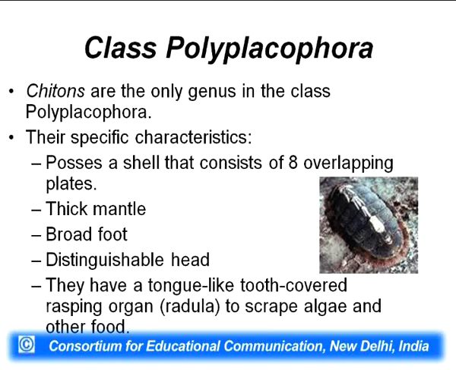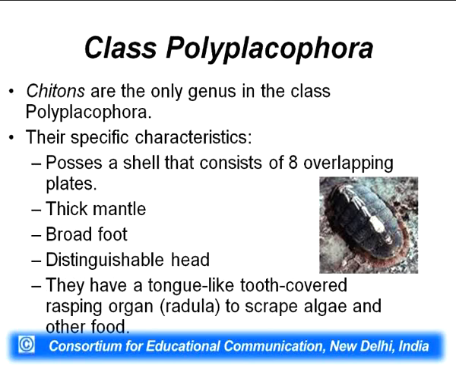The visceral mass is covered over by a thick mantle, and on the ventral side there is a broad foot, and around the foot are present a number of gills projecting in the form of finger-like projections. Generally the chitons are herbivorous, and they have a well-developed radula to scrape the algae and other food items from their environment.